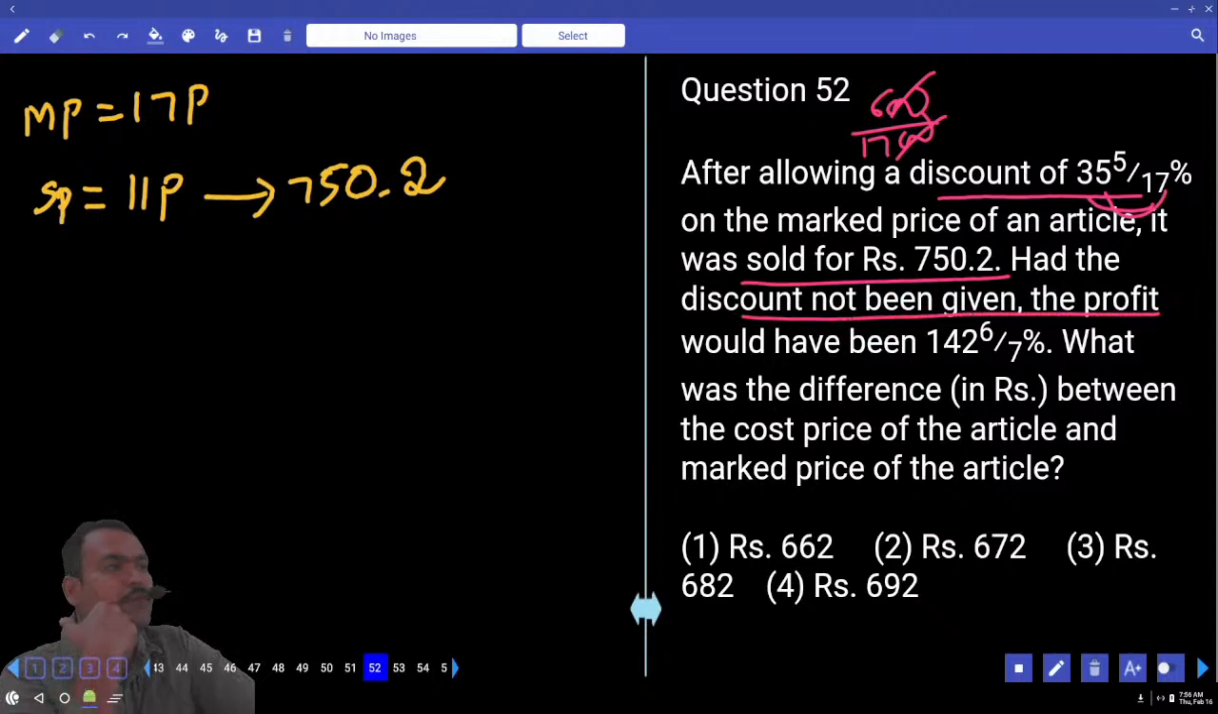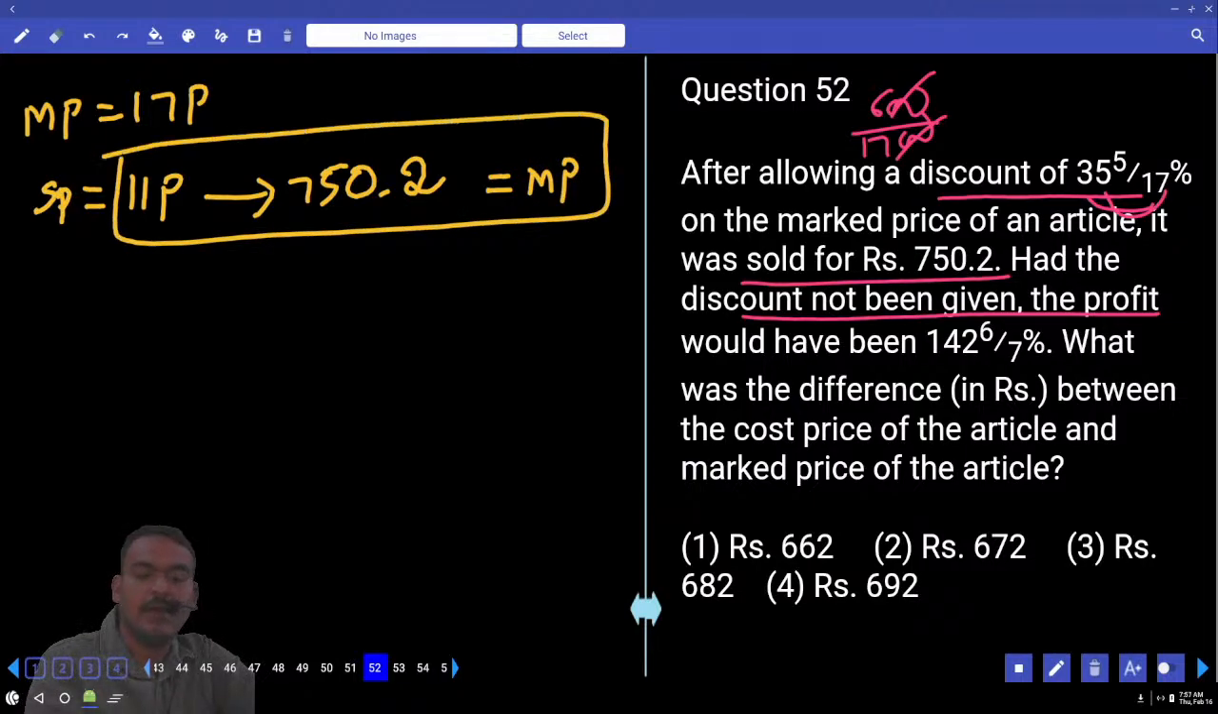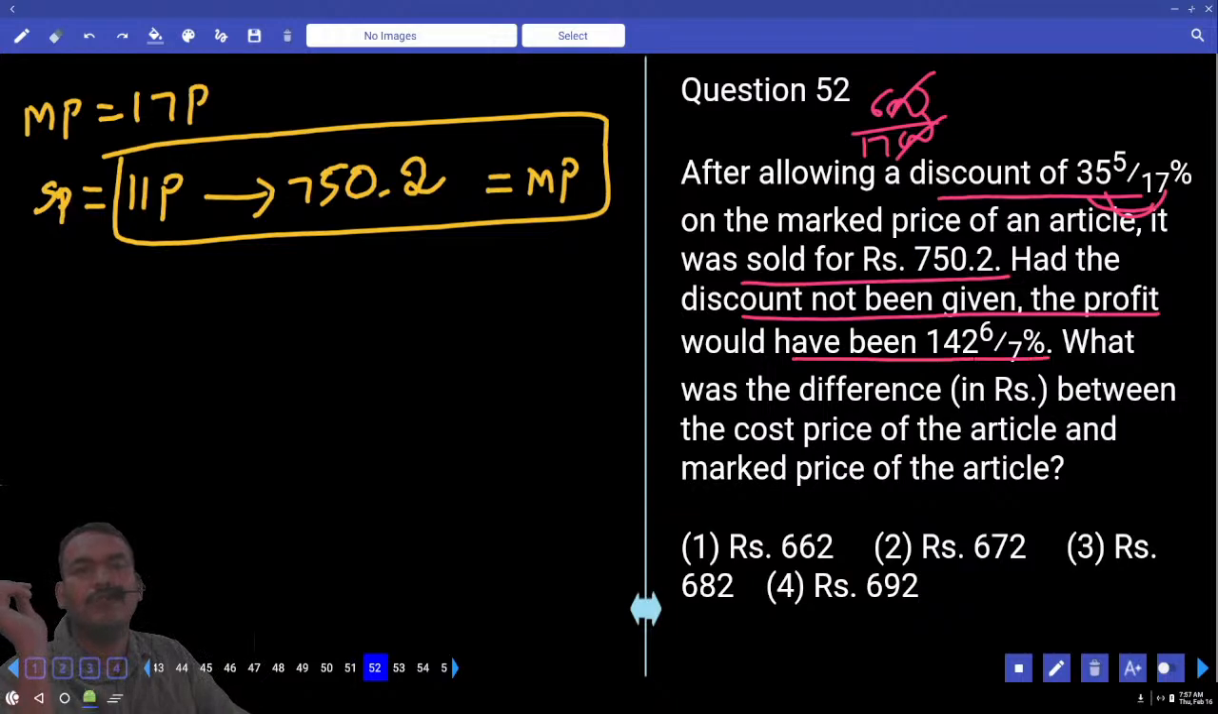And one more, if the discount is not given. Discount not being given means selling price is equal to which one? Market price. No discount means selling price equals market price. Again, market price is how many parts? 17 parts. Then next, you get a profit of how much percent? 142.6 by 7 percent.